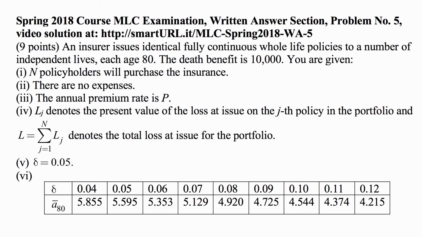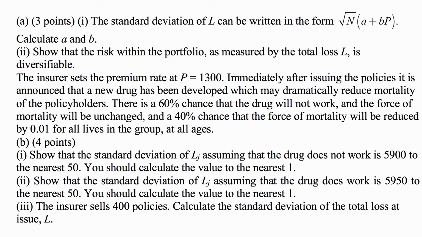Lj denotes the present value of the loss at issue of the jth policy in the portfolio, and L, equal to the sum of all Lj from 1 to n, denotes the total loss at issue for the portfolio. The force of interest is 5%. You are also given the values of A bar 80 for various levels of the force of interest: 0.04, 0.05, 0.06, 0.07, 0.08, 0.09, 0.10, 0.11, and 0.12.